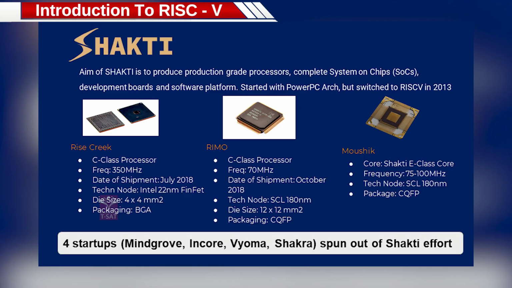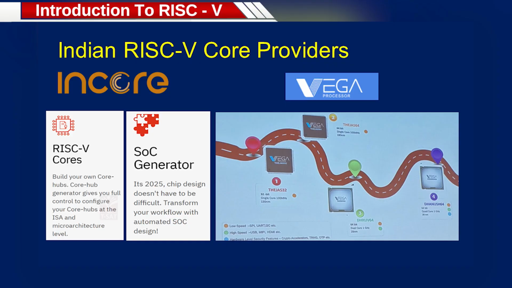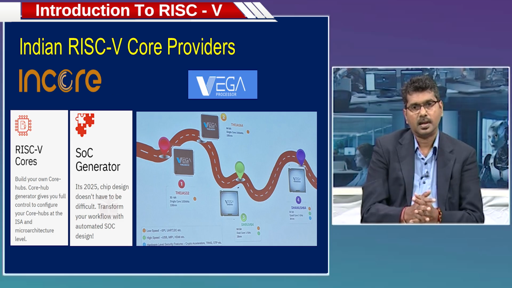That spurred the RISC-V ecosystem in India, and out of this effort, 4 startups came out. Right now, there are 4 startups that are very actively working on RISC-V based products: MindGrow, InCore, Vyoma, and Chakra, and I'll talk about one of them. So if you wanted to do a RISC-V based product today, say you're a young entrepreneur and you want to design a product, a chip.